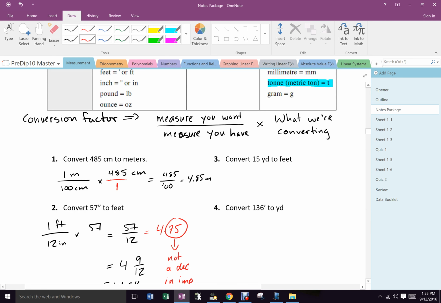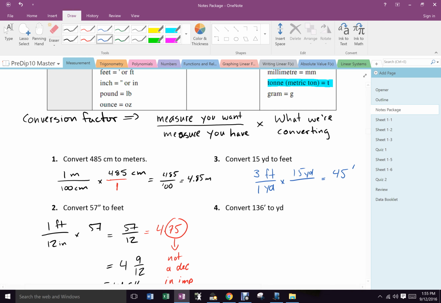Okay, so what about these two? What's my fraction going to be? Yards to feet. So what do I build? I look on my chart and I need feet on top, yards on the bottom. So what numbers go where? 3 feet and 1 yard. And I have 15 yards. So this one's easy because it's 1 times 1, right? So it's just going to be 15 times 3 to get 45 feet. Everyone cool?